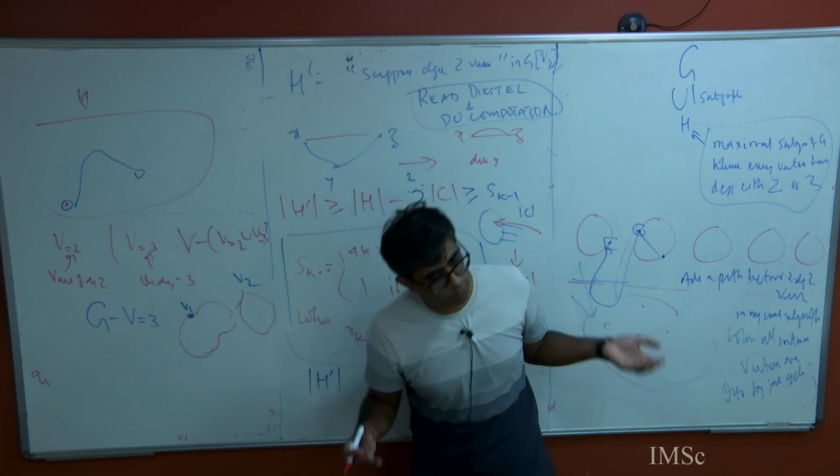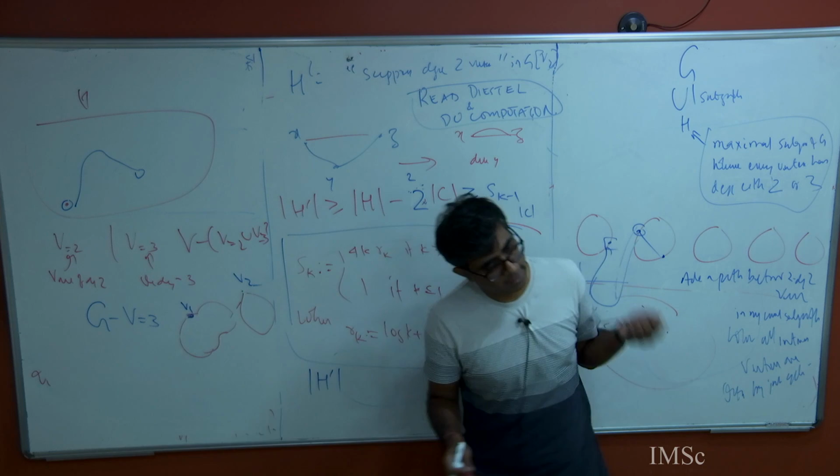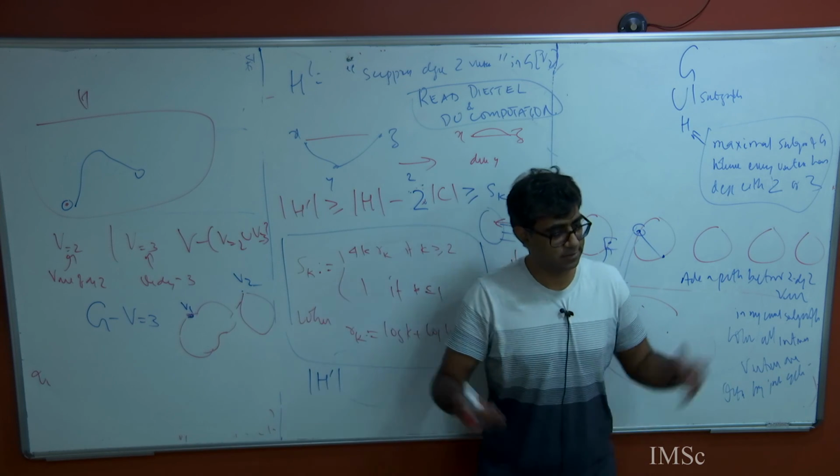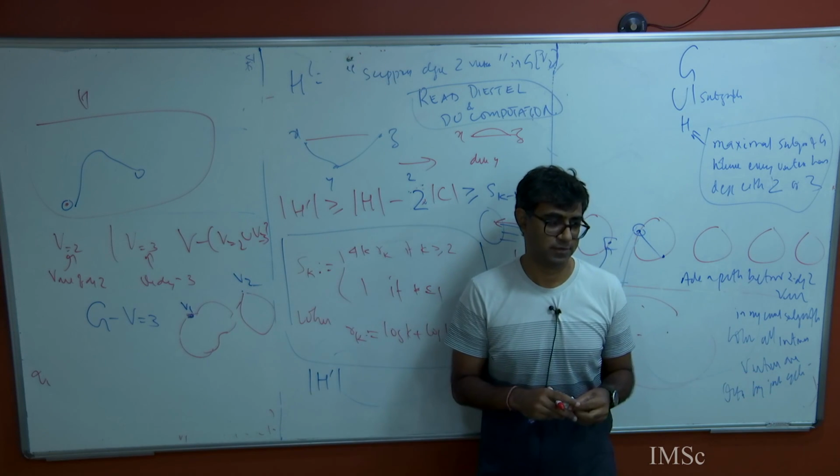How small? It is at most k log k. So what did I find? Take these k log k vertices, take these k minus 1 vertices, and you are done. That's your feedback vertex set. Okay.